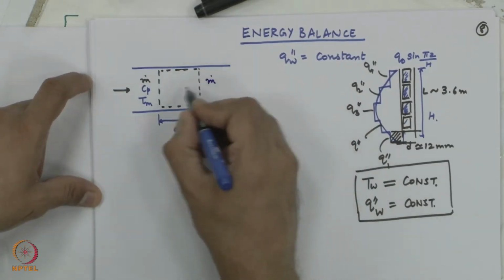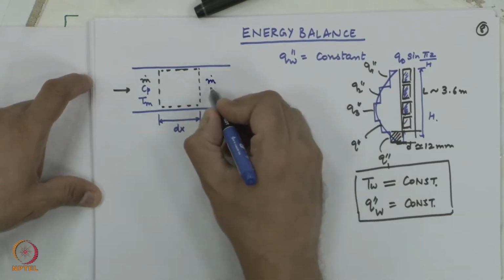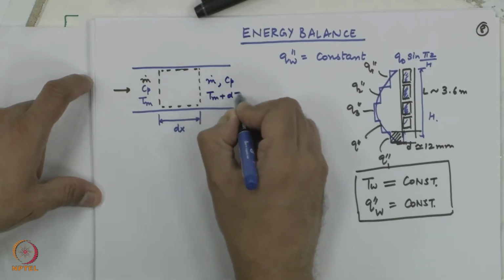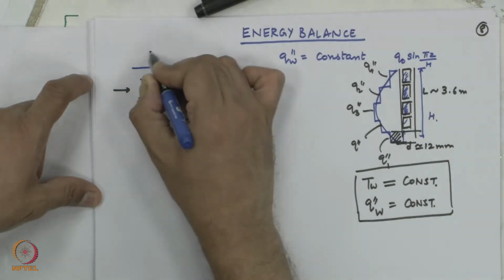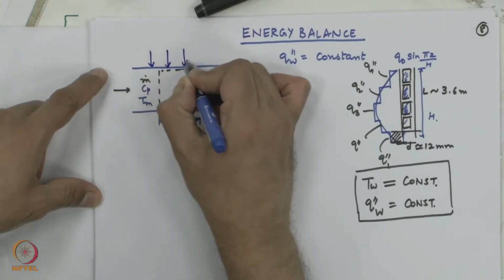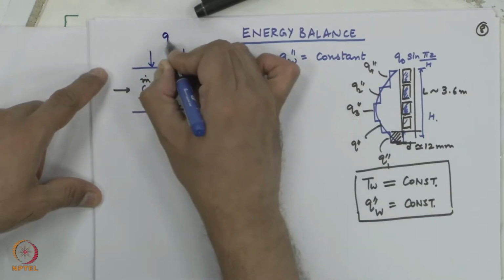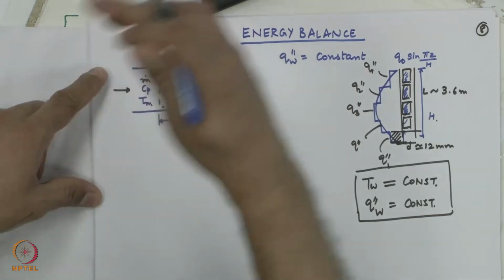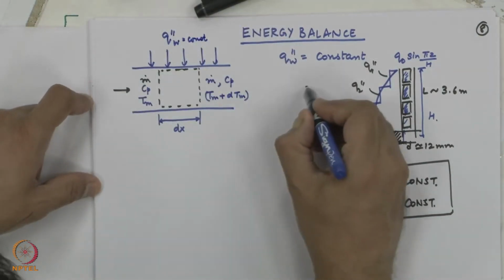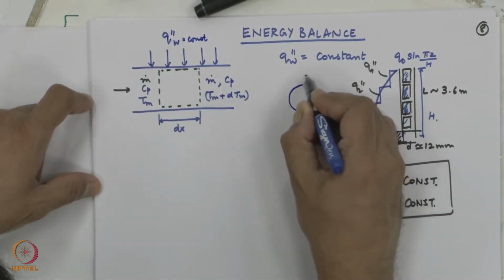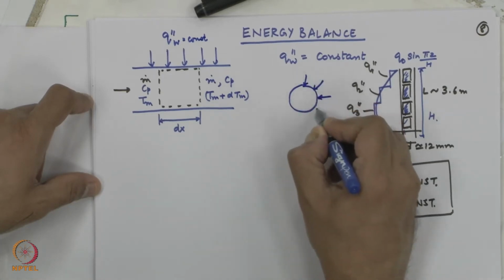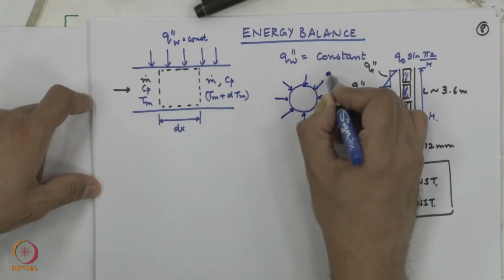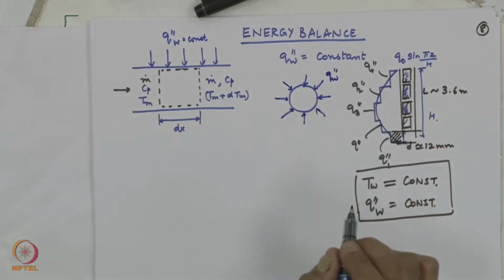Mass flow rate exiting the control volume is m dot, same property, temperature has increased to Tm plus dTm. This is constant wall heat flux. I am showing it only on the top, but that does not mean that it is not there along the circumference. It is a circular pipe, so heat flux is uniformly given all around. Okay, this is how it is.